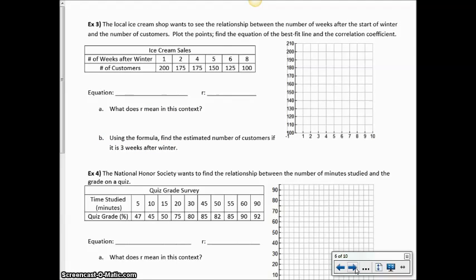Okay, number 3, a local ice cream shop wants to see the relationship between the number of weeks after the start of winter and the number of customers. So we're first going to plot the points, and we're going to do the best fit line. Find the correlation coefficient also. So this is the number on our y-axis, number of customers.